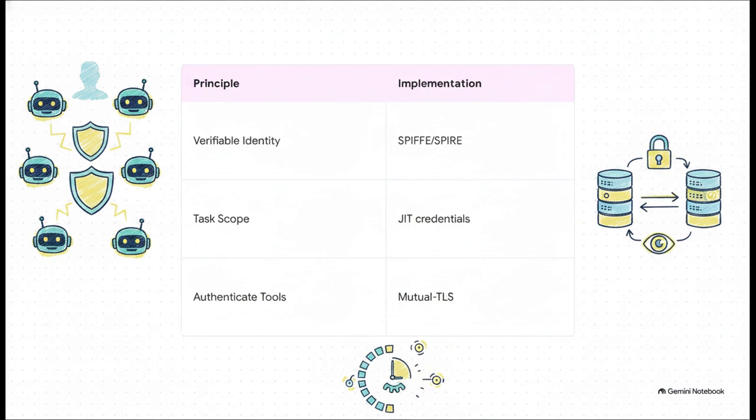First up, verifiable identity. Instead of static keys, use frameworks like SPIFFE or SPIRE, which give workloads short-lived, highly verifiable identities. Second, task scope. You want to use just-in-time credentials that expire instantly to shrink the blast radius if a session gets compromised. And third, authenticate tools. The agent really must verify the APIs or model context protocol servers it talks to using mutual TLS. That ensures both sides cryptographically prove exactly who they are.